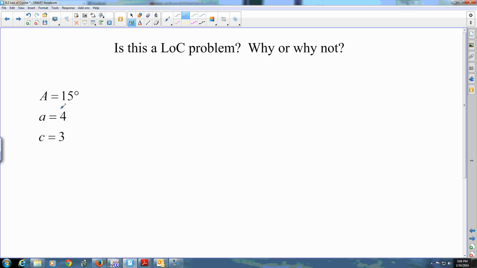Is this a law of cosine problem? No, because you have a pairing. Whenever you have a pairing like that, it's automatically law of sine.